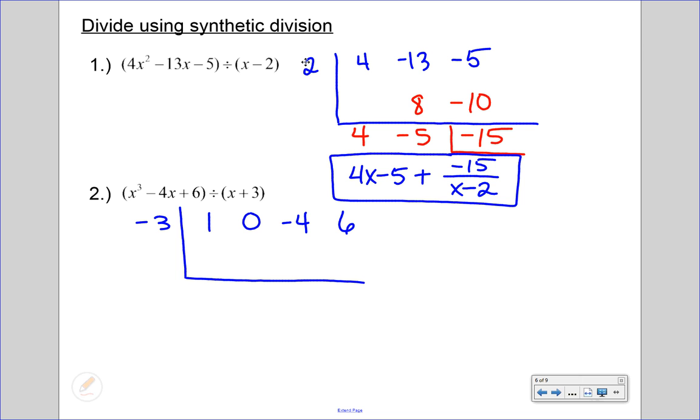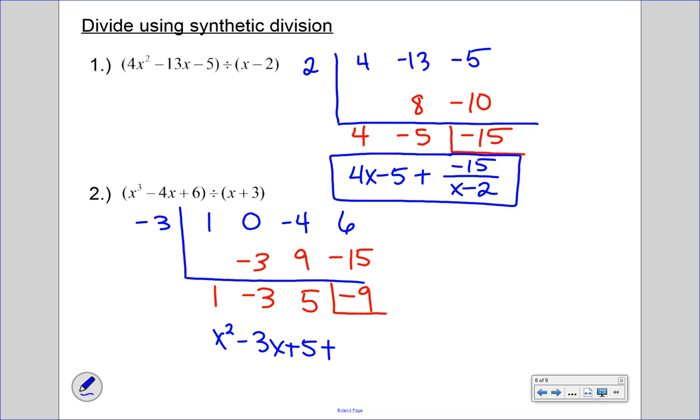We bring down the 1, and we multiply the negative 3 and the 1. So we get negative 3, and negative 3 plus 0 is negative 3. Negative 3 times negative 3 is 9. Negative 4 plus 9 is 5. 5 times negative 3 is negative 15, and 6 plus negative 15 is negative 9. That is your remainder. Since we started off with x cubed, when we divide, that first term is going to be x squared. So this is going to be x squared minus 3x plus 5 plus negative 9 over x plus 3.